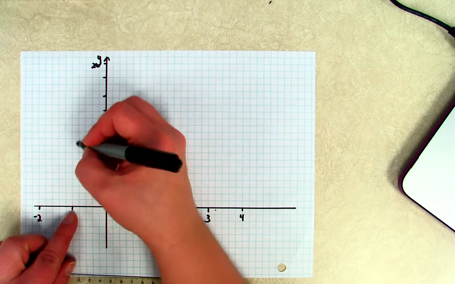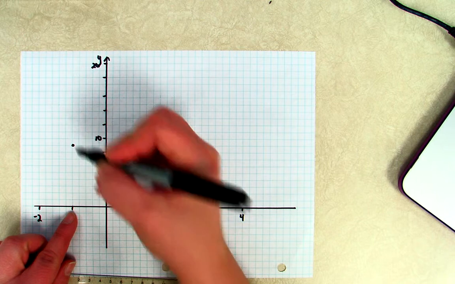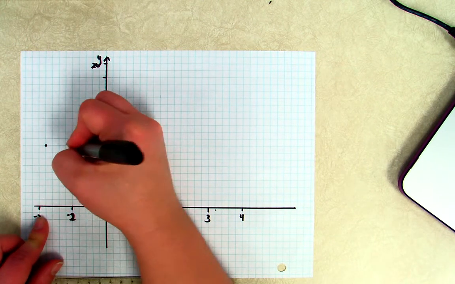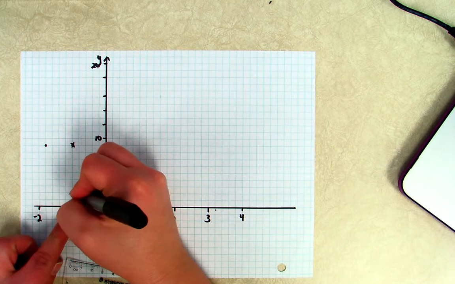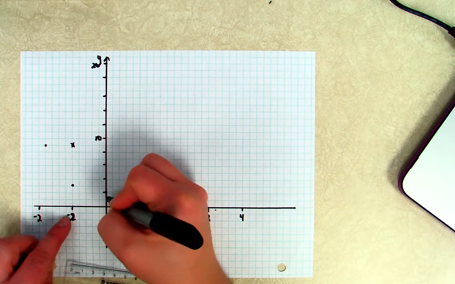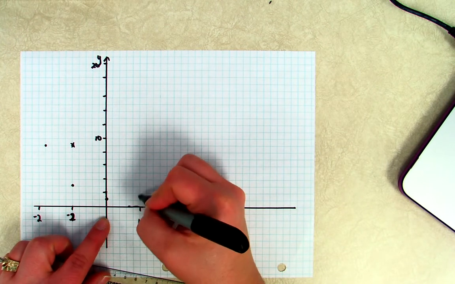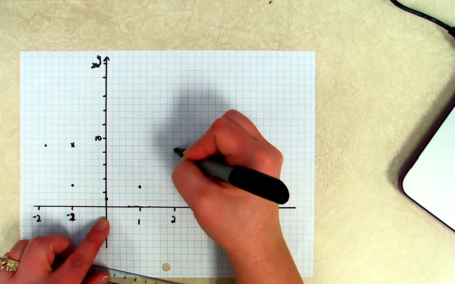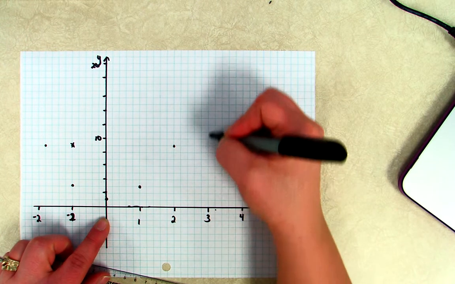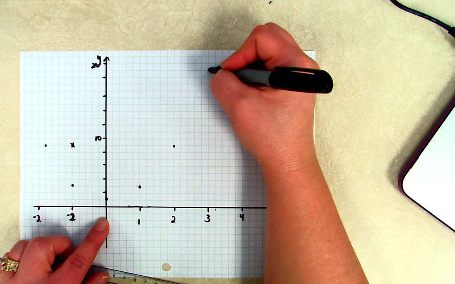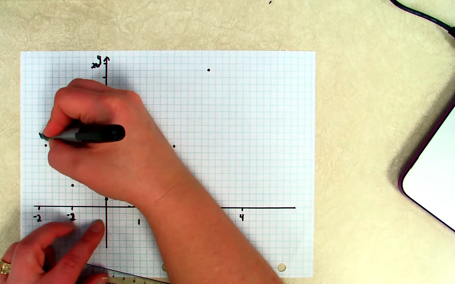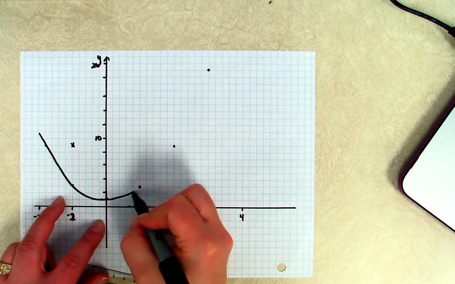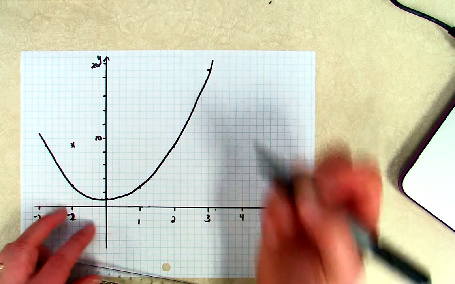So -2 went with 9. Ignore that point. -1 went with 3. 0 went with 1. 1 went with 3. 2 went with 9. And 3 went all the way up to 19. And if I connect them up, I get hopefully a shape you recognize, a parabola or a quadratic.